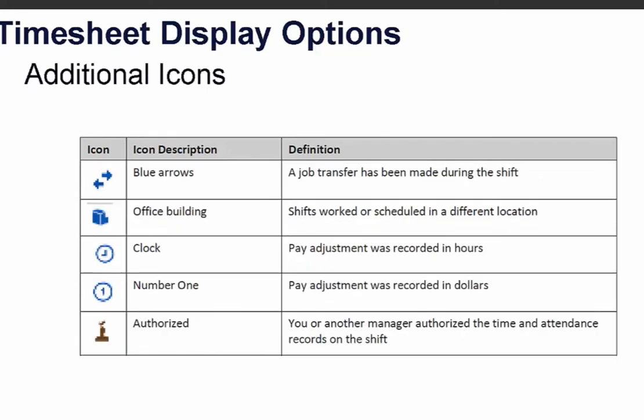As you edit and adjust the timesheet, the application displays additional icons to detail the type of edits made. Blue arrows represent a job transfer. Office buildings, shift work or schedule in a different location. The clock, pay adjustment was recorded in hours. Number one, pay adjustment was recorded in dollars. And the stamp, you or another manager authorized the time and attendance records on the shift.